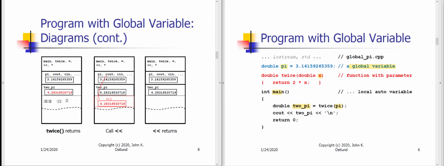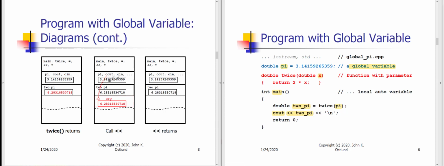When the twice function returns, its parameter variable x is eliminated from memory, and the value that was computed, which is 2 times the value of pi, gets returned back and becomes the initial value of the 2pi variable. So that's the end of the first statement in main. Now, the second statement in main is making use of the cout object. And the first thing that's done with the cout object is to insert or put to the value of the variable 2pi.